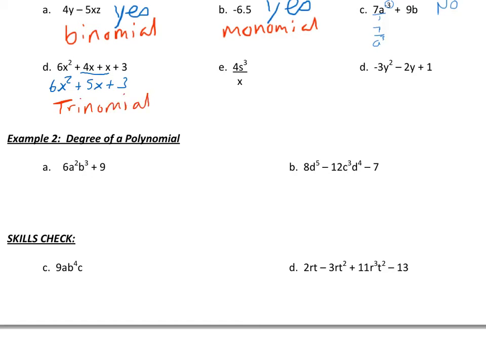Our next one, again, if you notice, we have a variable in the denominator, which means no. It is not a polynomial. And our last one, we have a -3, but that's a coefficient, and that's okay. We just have to look at the powers, and the powers are all positive, and there's no variables in the denominator, so this is yes, and it is a trinomial.